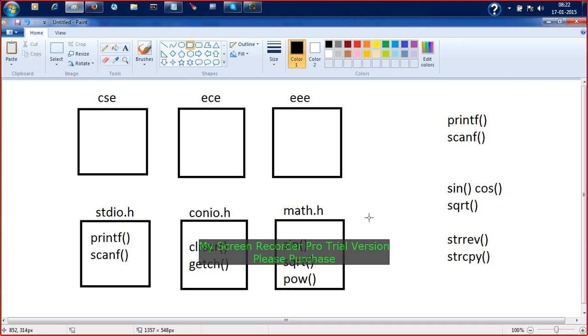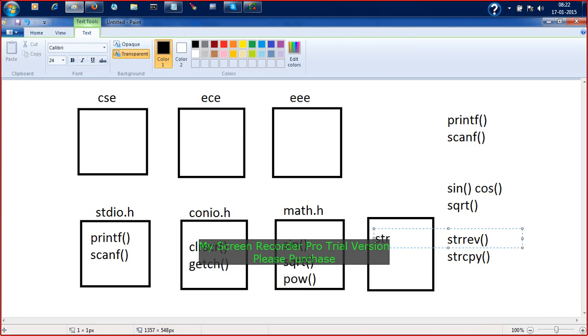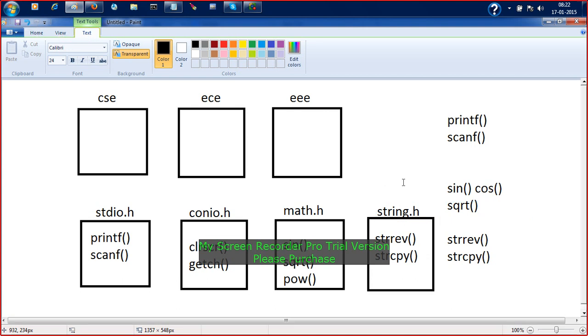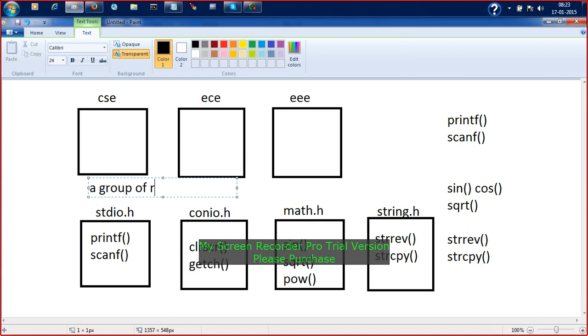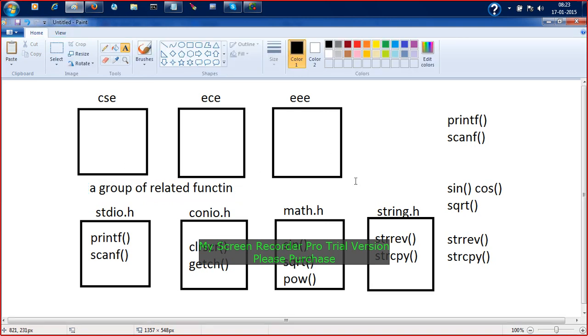The same way we have one more header file. This is the basic thing I am telling. There are strrev and strcpy, string reverse and string copy. If you want to use these functions, we have to include a header file known as string.h, right? So this is what a header file is: a group of related functions. Understood the concept? So this is a header file.